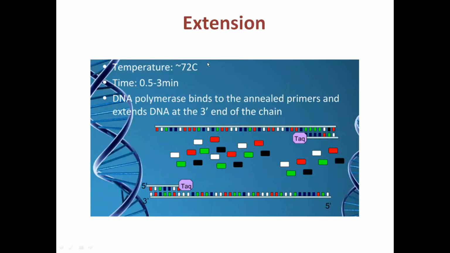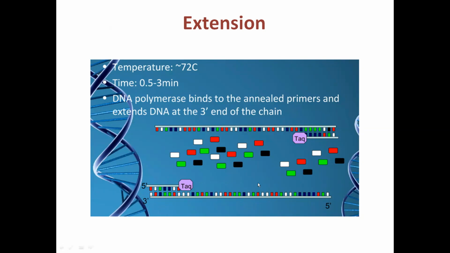And this is the extension. It is usually 72 degrees Celsius for the various DNA polymerases using Thermus aquaticus. And this enzyme usually amplifies 1 kb of DNA in around 30 seconds to 1 minute. So depending on the size of the amplicon, the extension time varies. We usually put between 30 seconds to 1 minute.